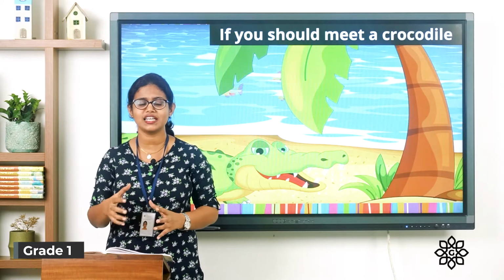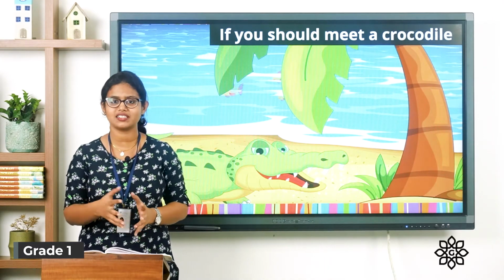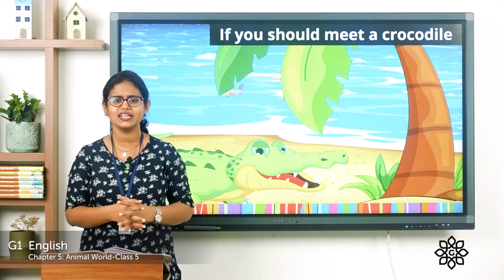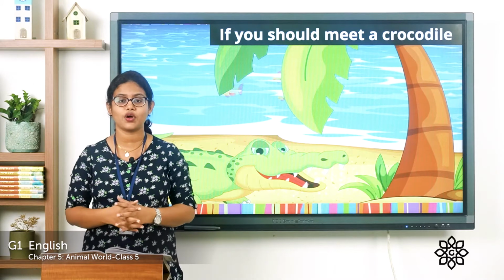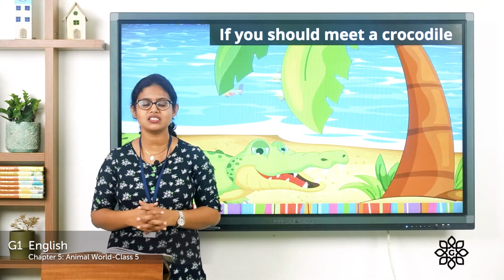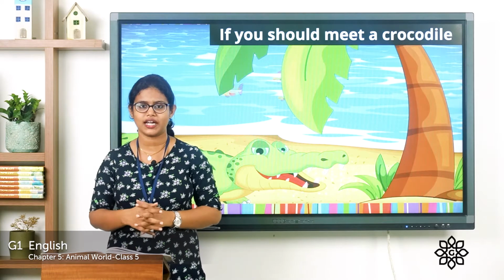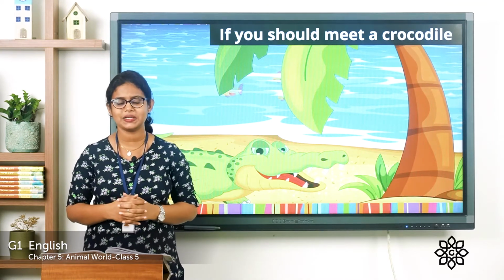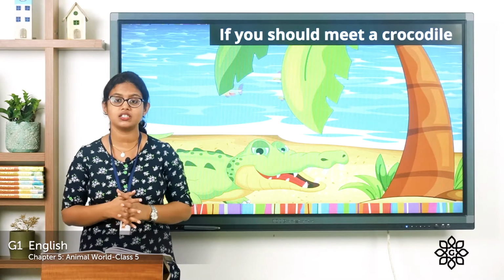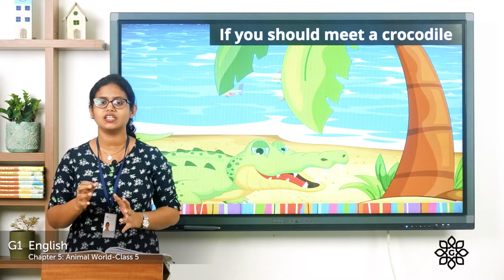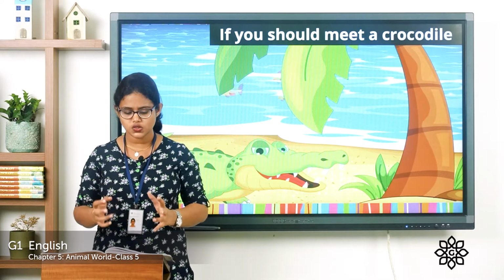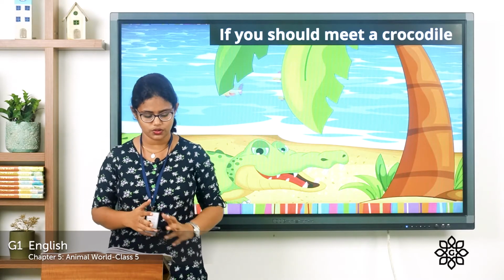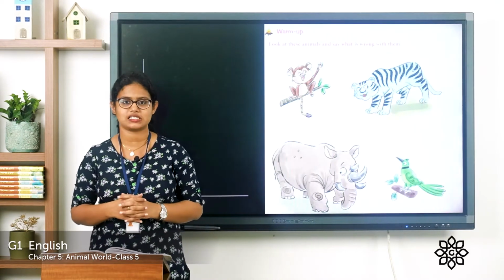So in the last class in English, we learnt about articles, a and an, and we learnt about punctuation. So today, we are going to learn a poem, and the name of the poem is If You Should Meet a Crocodile. This poem is written by the poet named Christine F. Fletcher. So now you can take page number 68 in your textbook, and there is a warm-up exercise.